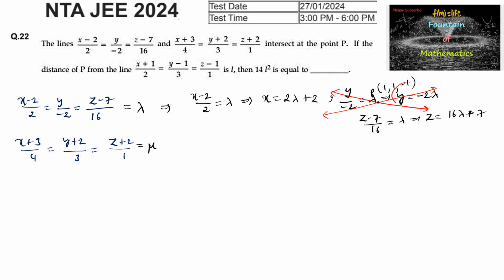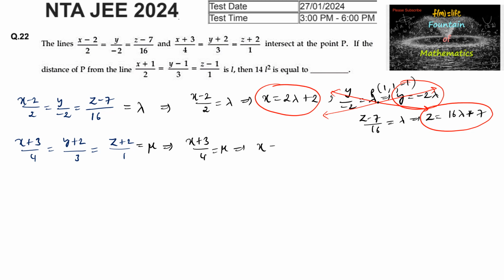So we can consider here y is equal to minus 2 lambda, z is equal to 16 lambda plus 7, and x is equal to 2 lambda plus 2. Similarly, for the second line, we can write (x plus 3) upon 4 is equal to mu, which implies x is equal to 4 mu minus 3, and (y plus 2) upon 3 is equal to mu, which implies y is equal to 3 mu minus 2, and next (z plus 2) upon 1 is equal to mu, which implies z is equal to mu minus 2.